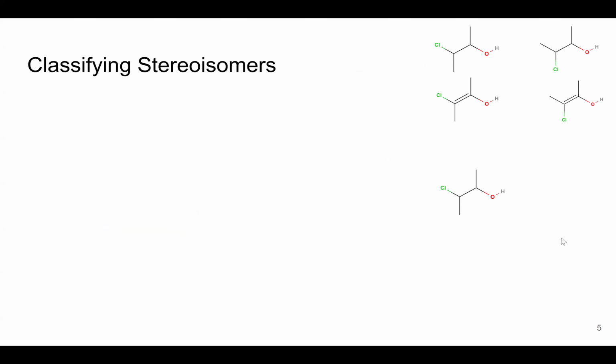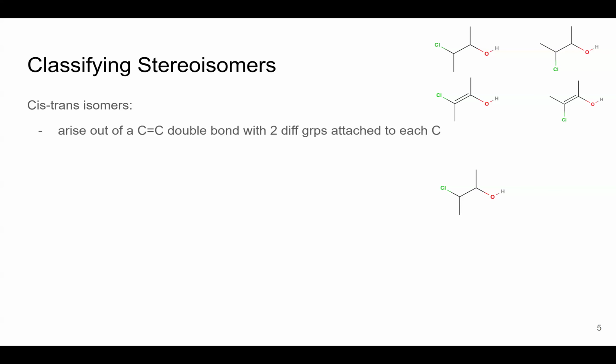Okay, now let's move on to talk about stereoisomers. So the first type of stereoisomers is called cis-trans isomers. So these isomers arise out of a C=C double bond with two different groups attached to each carbon. This is because C=C double bonds cannot rotate like C-C single bonds, because for example, if you have one chopstick, you can just rotate it 360 degrees around the axis going through its center, and then it will still look the same because you can just rotate the chopstick infinitely.